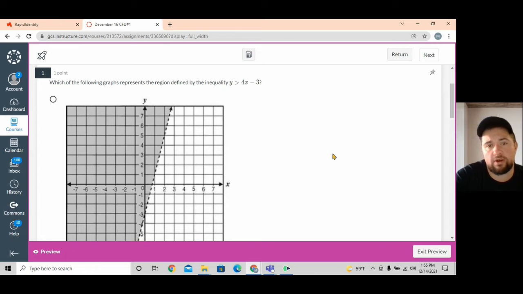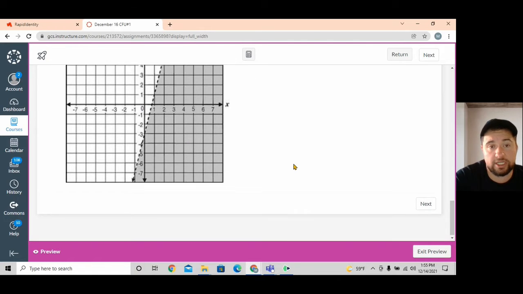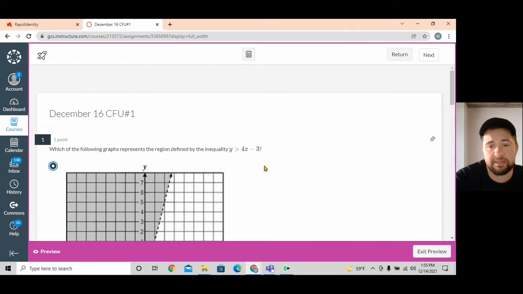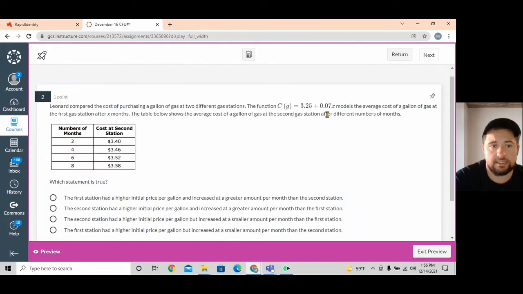So that means I'm looking for the graph where 0, 0 is shaded. So that would be this first graph here, because if we look at this last graph, 0, 0 is not shaded. We're looking for a true statement because 0, 0 is part of the solution. Next. Problem number 2.